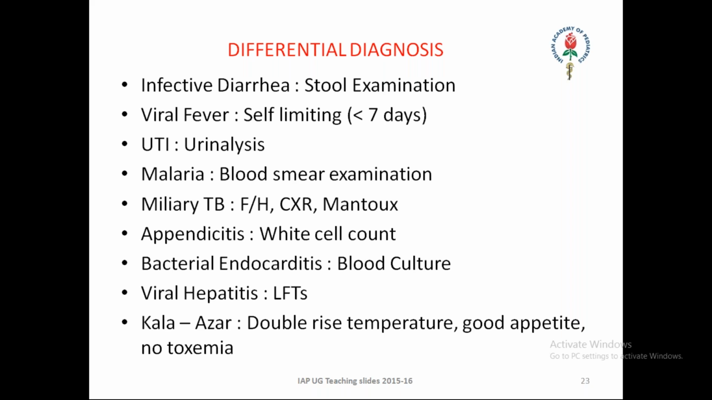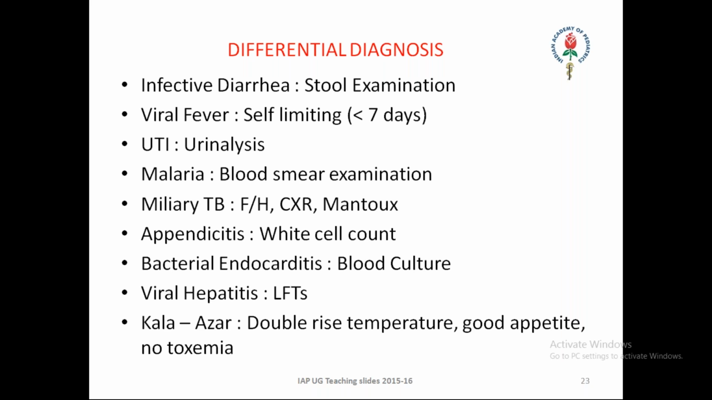Differential diagnoses are infective diarrhea; by stool examination you can detect the infective diarrhea we have already discussed. Viral fever is self-limiting; by the end of the 7th day it slowly self-limits. But enteric fever might progress into toxic forms.